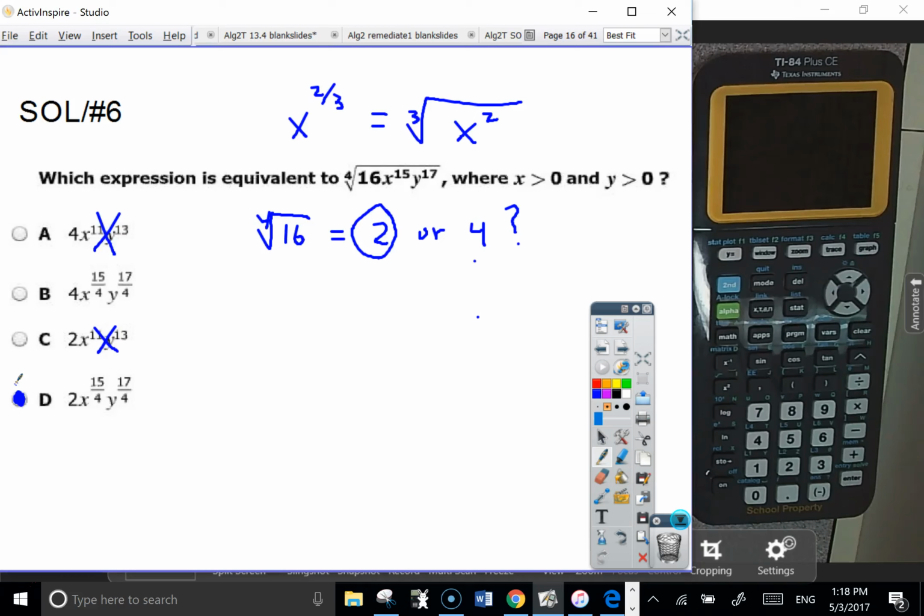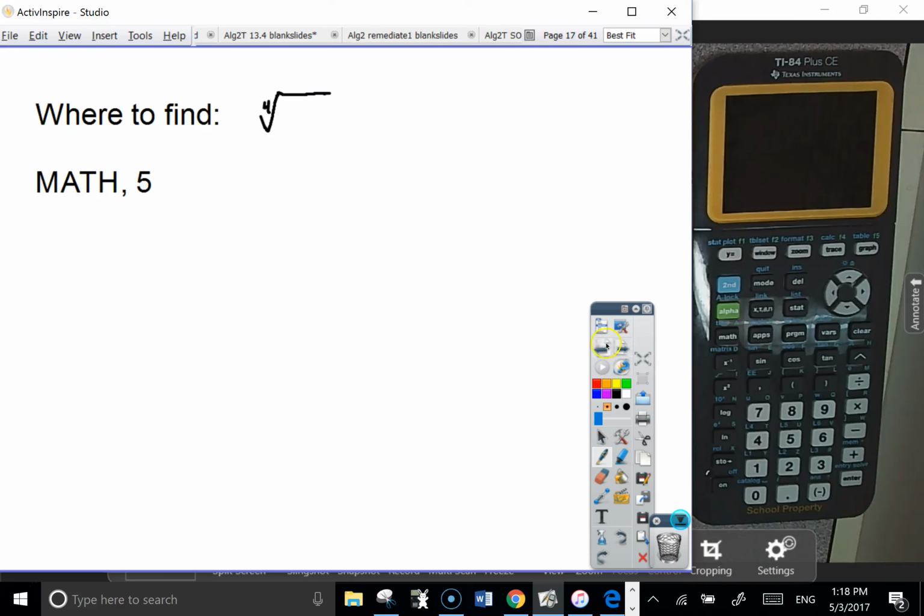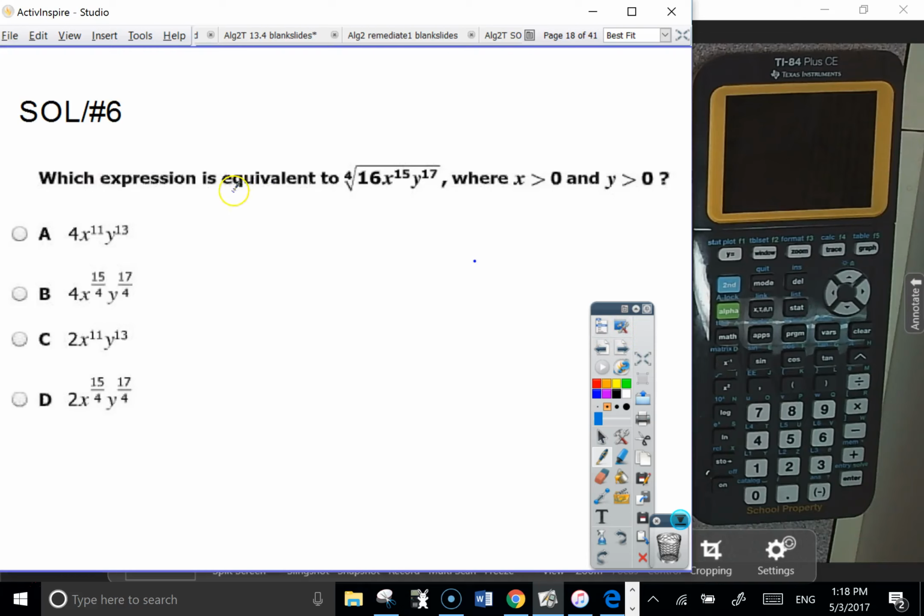Okay. Now, could I use the store value method? Yeah, it says equivalent. You could do that. How would you find the 4th root of something? Yeah, Math 5. So remember where to find that. As long as you've got that, the store method would work, equivalent, so the store method works.